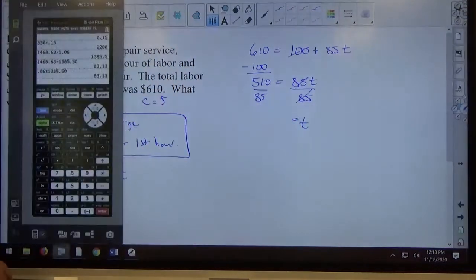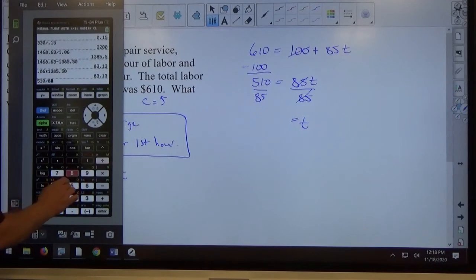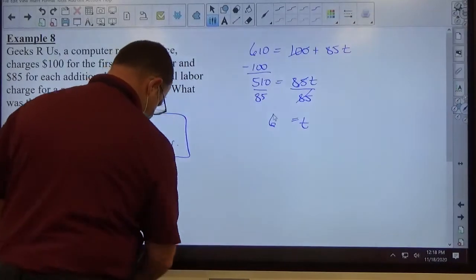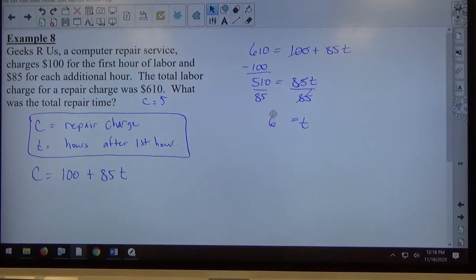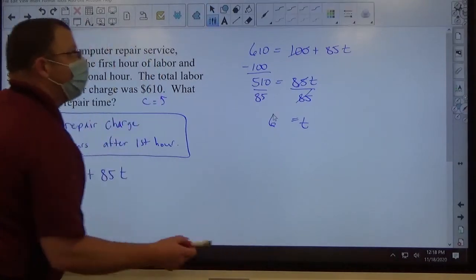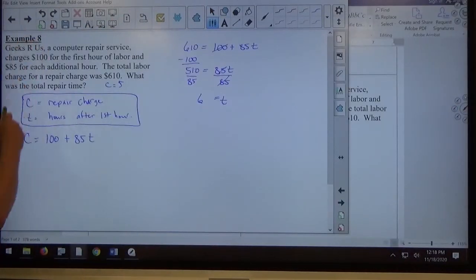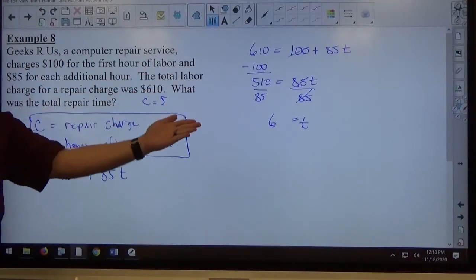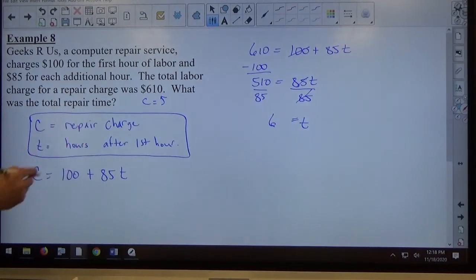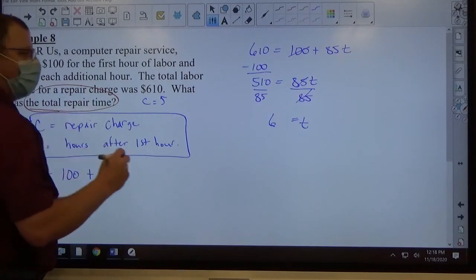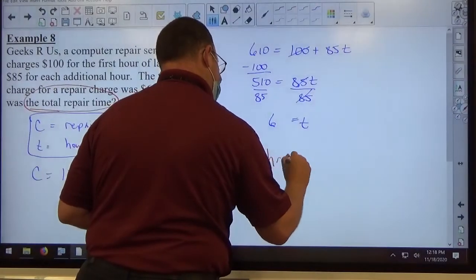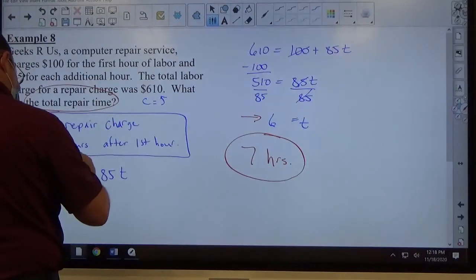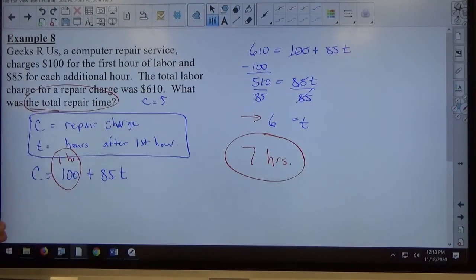Our calculator has to evaluate. 510 divided by 85 is 6. And again, be careful, because what does T represent? Hours after the first hour, right? So there were 6 hours after the first hour. The first hour also happened, so the total repair time, that's what it asks for, would be 7 hours. Because the 6 hours of additional time plus the 1 hour that cost $100.